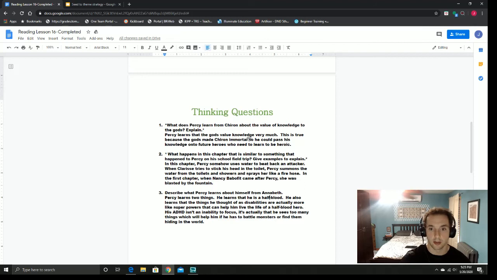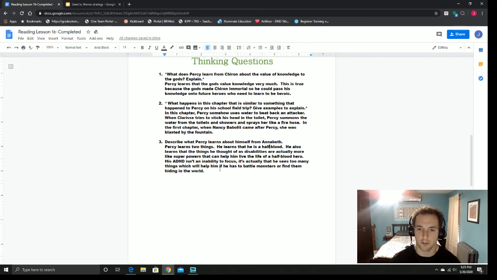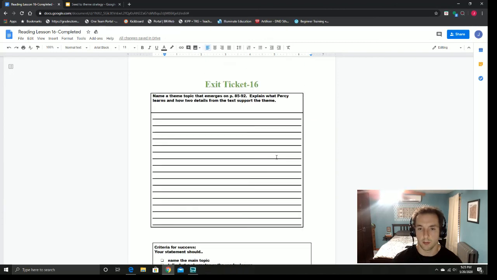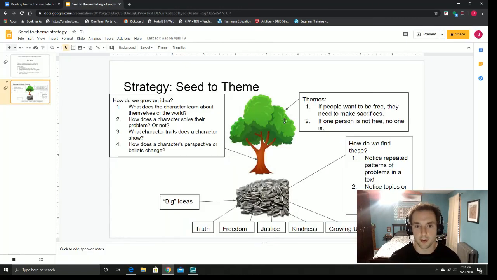Right? Knowledge is a form of power. He has special powers to control the water. And down here, his disabilities aren't actually disabilities. They're actually powers that are going to help him be more heroic as a half-blood. And so, to me, that would be the theme topic that we're finding here in this chapter, this topic of power.